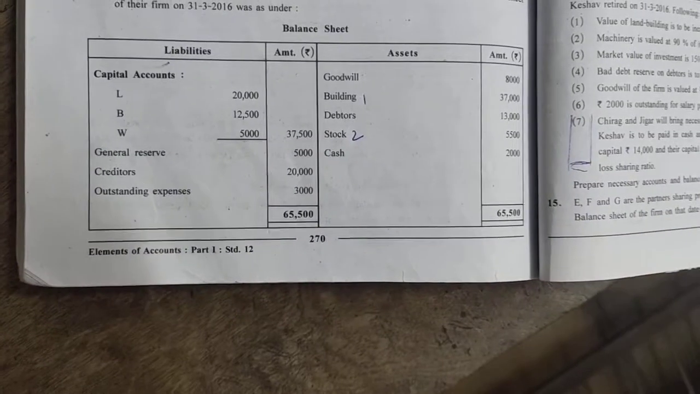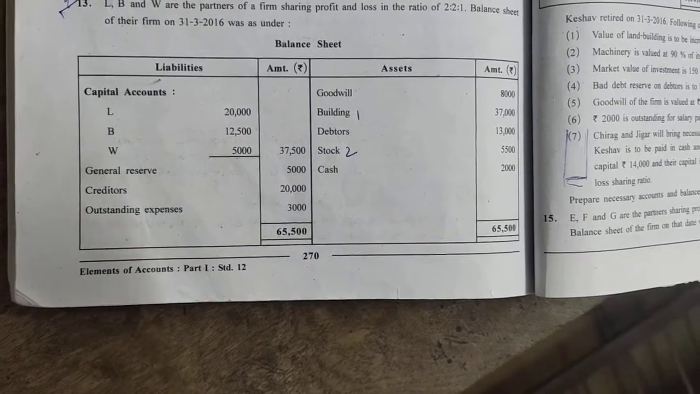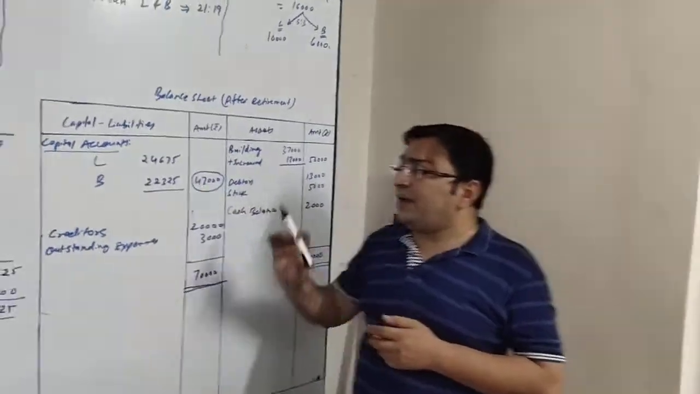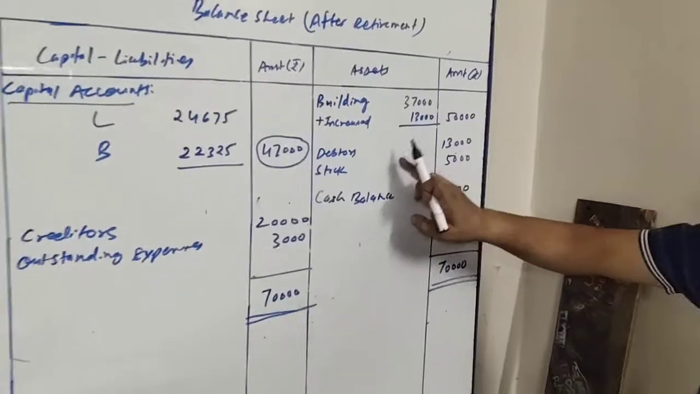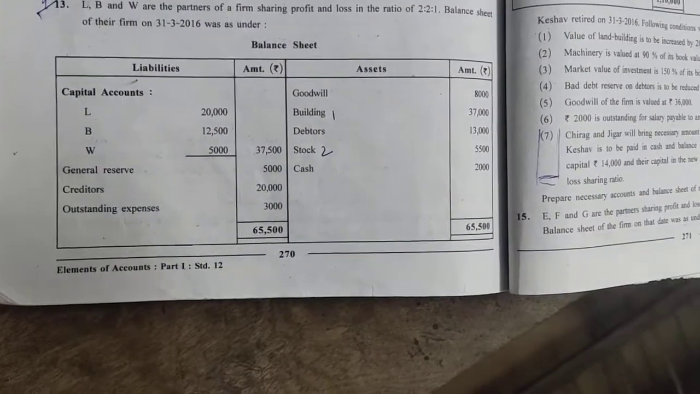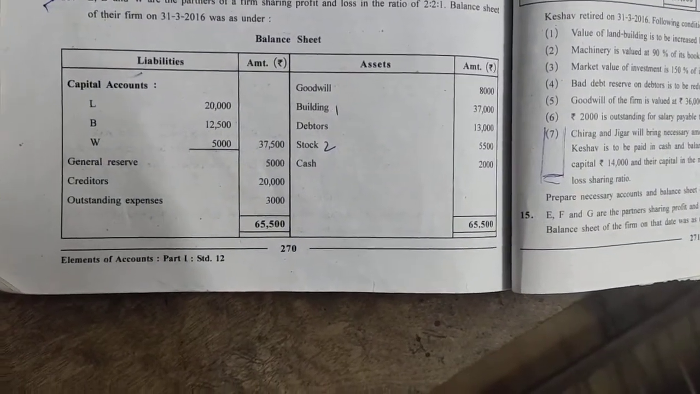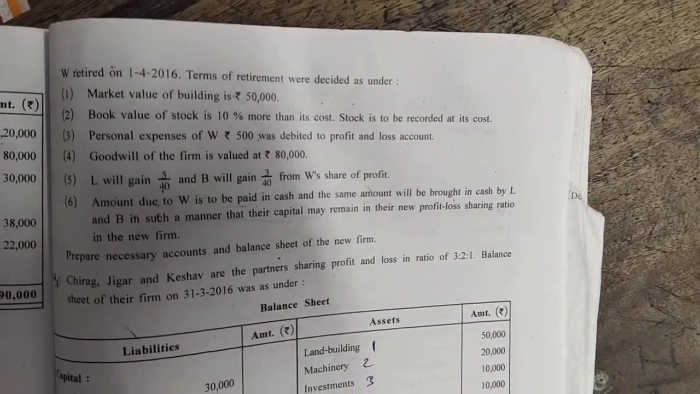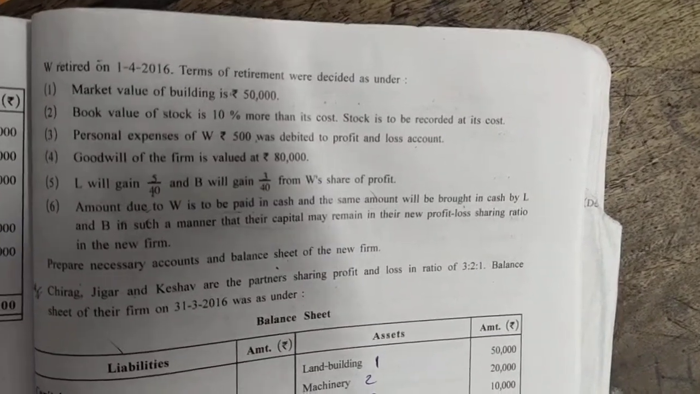Okay. Next item is given to us, debtors rupees 13,000, and there is no adjustment. So straight away we will be writing in balance sheet. So in balance sheet asset side debtors 13,000. Next is stock and it is marked with adjustment number 2, and adjustment number 2 says book value of stock is 10% more than its cost.